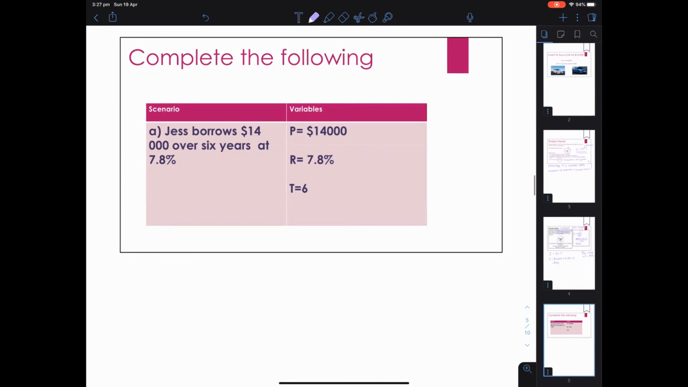All right, so here we have another example. Here Jess borrows $14,000 over 6 years at 7.8%. So our numbers are a little bit different. Once again, I'm going to go through both ways of working out our simple interest. So we're going to write down our rule. I'm going to start with the I equals PRT over 100 rule first.